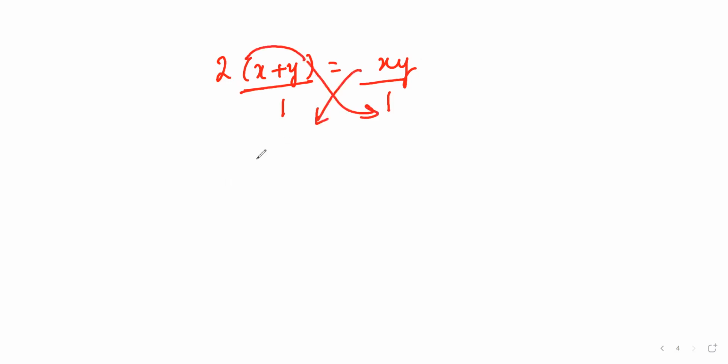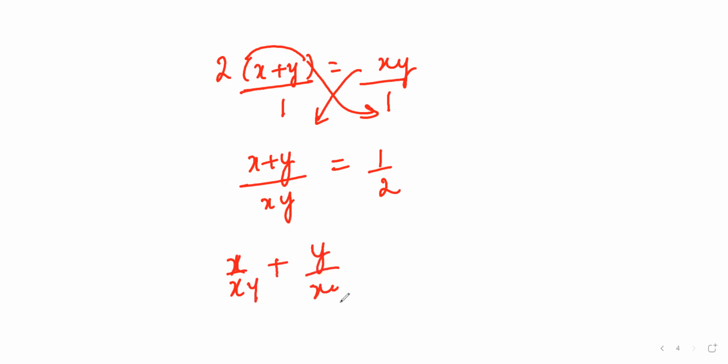Okay, the second approach is, I have 2 into x plus y, perimeter is equal to x into y. So if I'm going to use cross multiplication, see what I'll do. I'll only bring 2 down here, and I'll bring xy down. So x plus y over xy is equal to 1 upon 2. Okay, and here I will split. I will say x upon xy plus y upon xy is equal to half. So this will give me 1 upon y plus 1 upon x is equal to half.